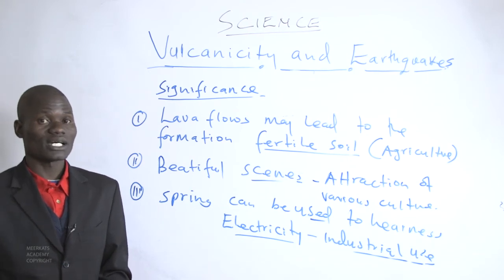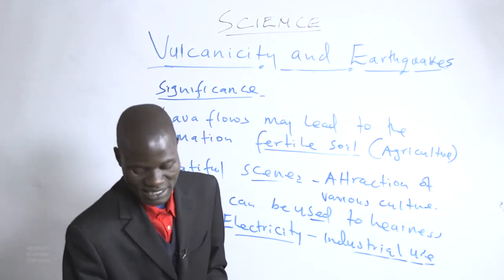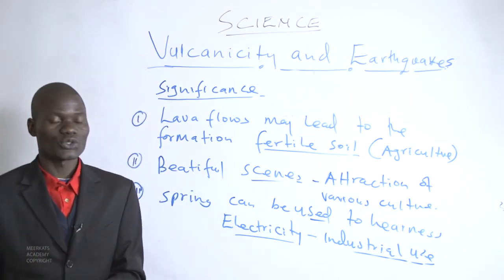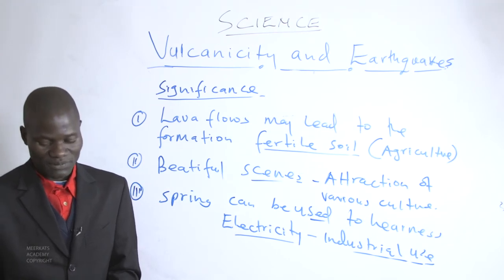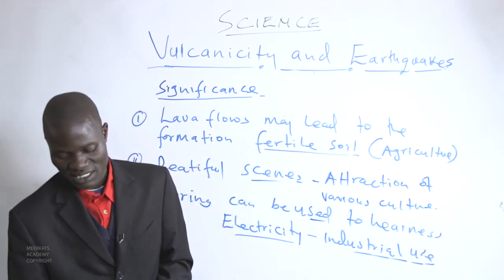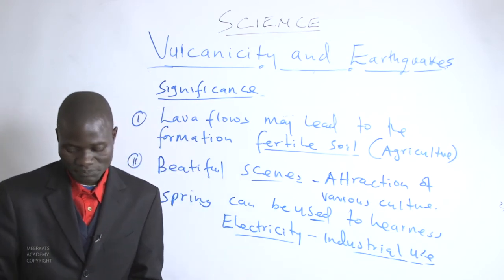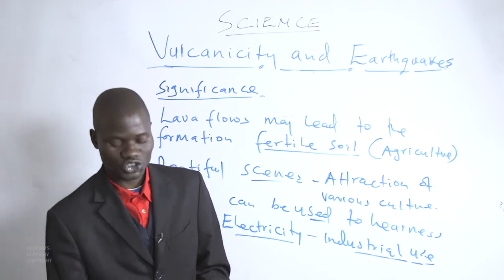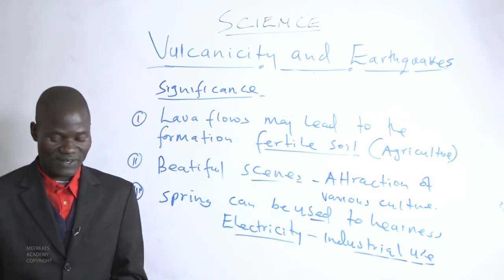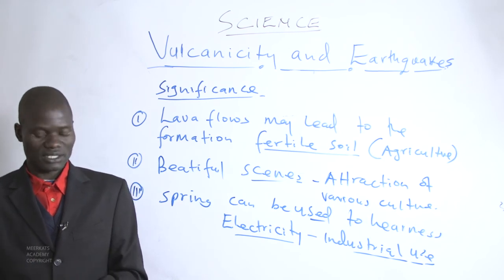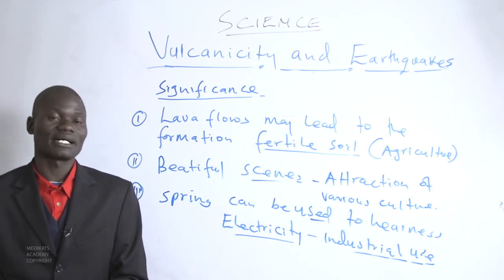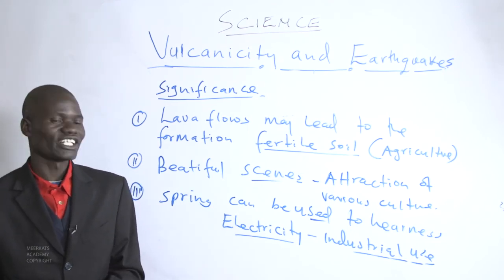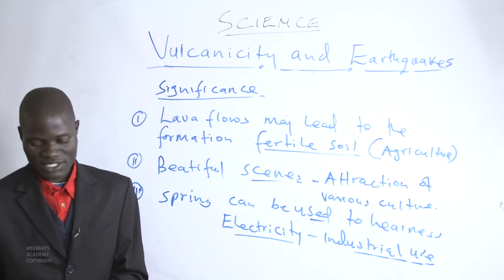Therefore, we have been able to look at features that result from extrusive volcanicity. We have only dealt with extrusive volcanicity, and we have looked at various features that have been formed, such as the volcano. We have looked at the lava dome, the shield, the complex and the stratified volcano. We have ash and cinder cones. We also have the plug dome. And lastly, we have looked at the steam jets, geysers, and hot springs. And that is much of what we have covered today.